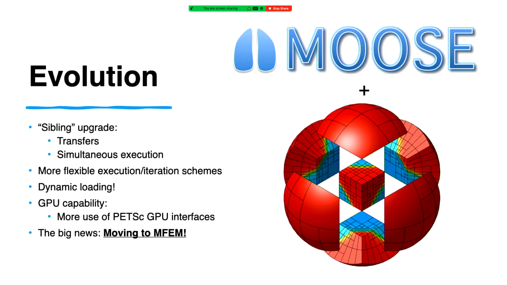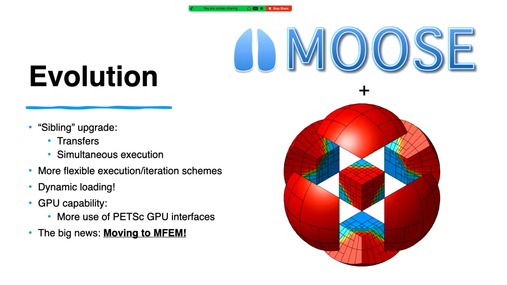All right, final slide. Evolution here. Well, we're going to be working on more transfers. That's always the case. More flexible execution and iteration schemes. Dynamic loading is a new capability that's there now, meaning you don't even have to compile these Moose-based applications together. You can just say at runtime, I want to pick up that application, and it loads it into memory, and you're off and running. GPU capability is certainly coming to Moose. We're starting to put it into different parts.